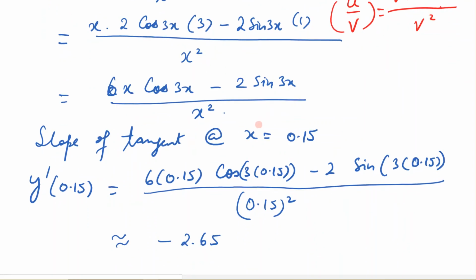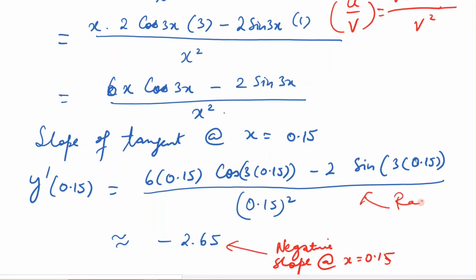So we get a negative slope at x equals 0.15. So one common mistake: just make sure when you use the calculator, your calculator should be in radian mode, otherwise you will get the wrong answer. So put your calculator in radian mode for both of the problems that we have discussed in this video. I hope that makes sense.